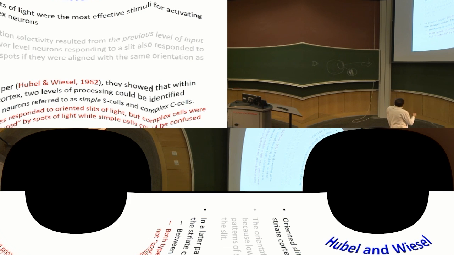So oriented slits of light were the most effective stimuli for activating these cortex neurons. Now this is not the interesting portion for us. This is just an aside. What they found later was that the cortex consists of two levels of processing. Why exactly does this cortex respond to an oriented pattern of light?